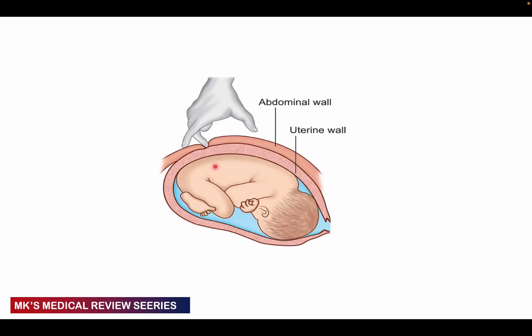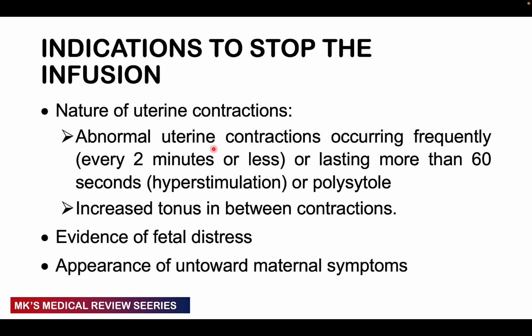So this is the fingertip palpation to check the tone of the uterus when the uterus is relaxing. So what are some of the indications to stop the infusion? If you get an abnormal nature of the uterine contractions, so if they are very frequent, every 2 minutes or less, or if they're lasting more than 60 seconds, meaning that there's hyperstimulation, or if they are more than 5 in 10 minutes, where there is polysystole. If there's an increase in tone in between the contractions, you want to stop the oxytocin infusion.